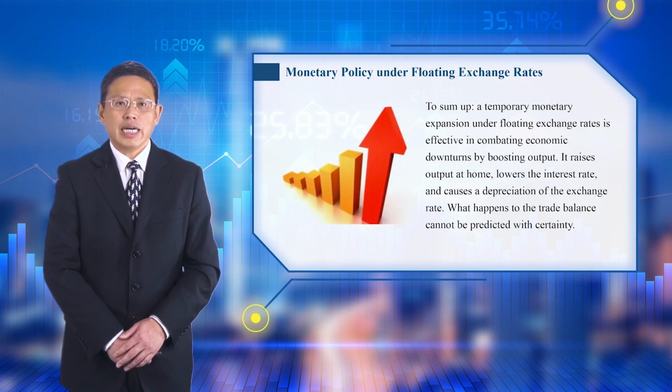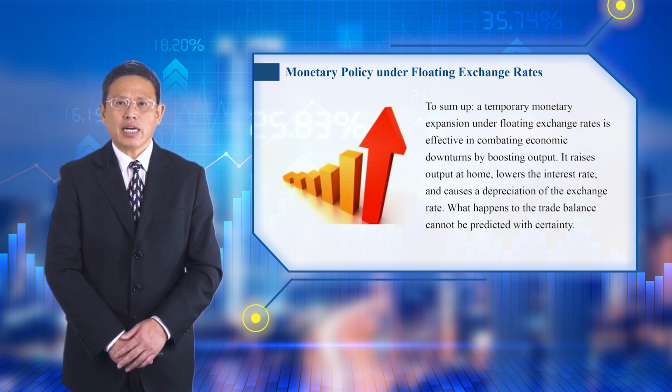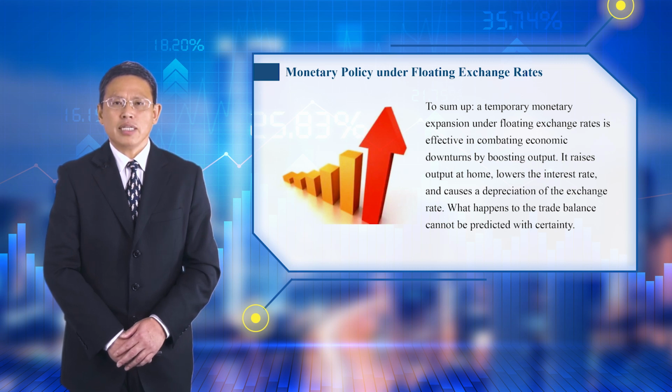To sum up, a temporary monetary expansion under floating exchange rates is effective in combating economic downturns by boosting output. It raises output at home, lowers the interest rate, and causes a depreciation of the exchange rate. What happens to the trade balance cannot be predicted with certainty.